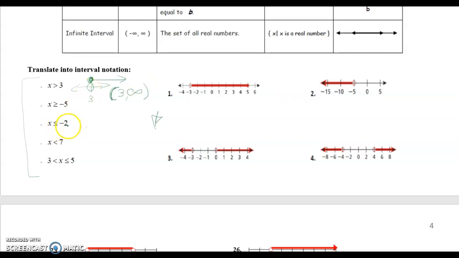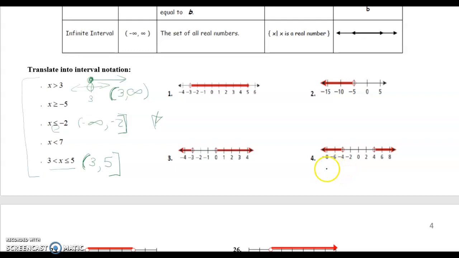X less than or equal to -2. That means we're going all the way from negative infinity. We're going to use circular brackets all the way up to -2, but this time we're going to include -2. So we're going to give it a box so that the 2 doesn't fall out of there. Here, we're going from 3 to 5 inclusive, so we're going to say 3 does not get included, but 5 does get included.